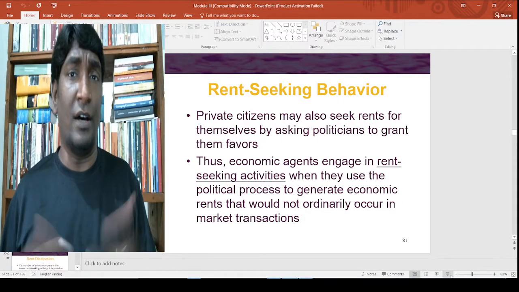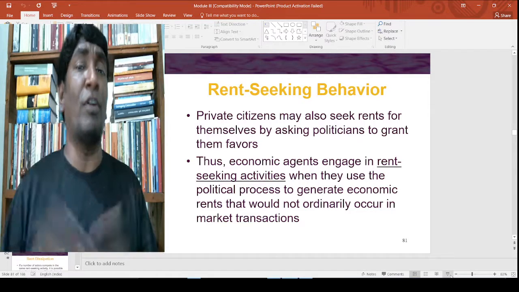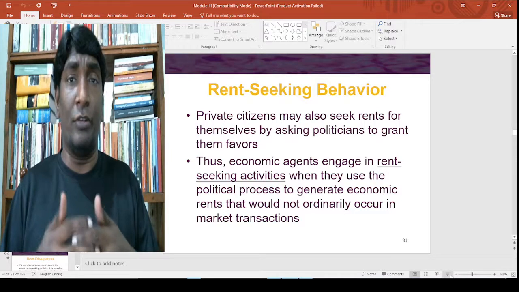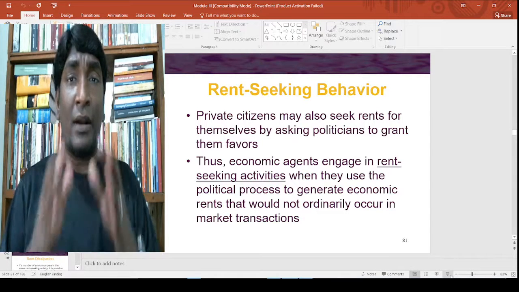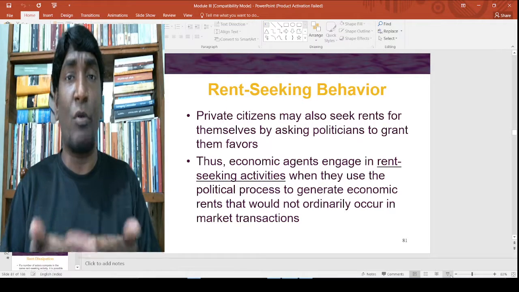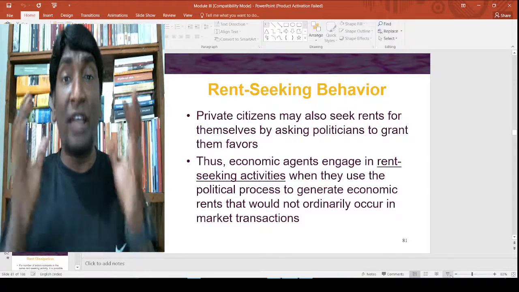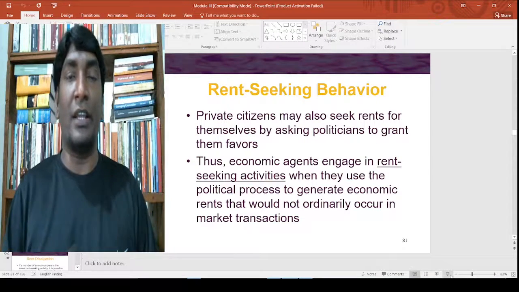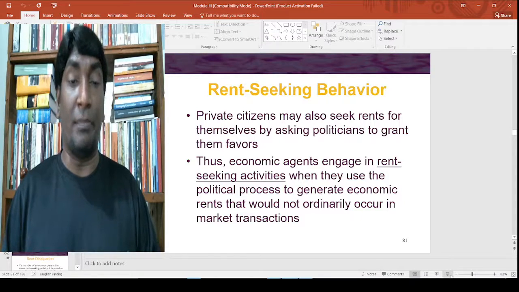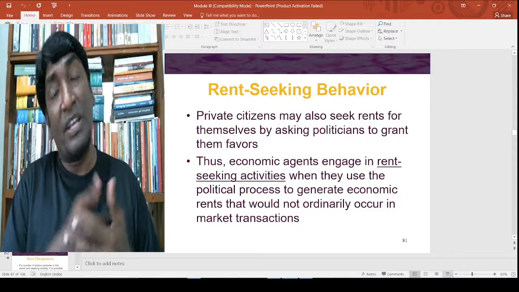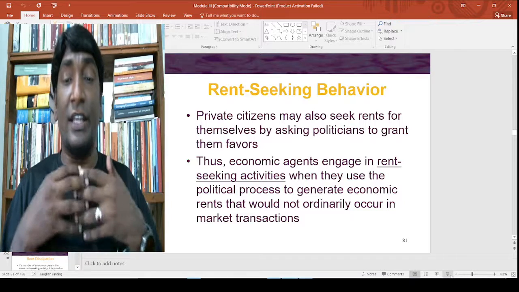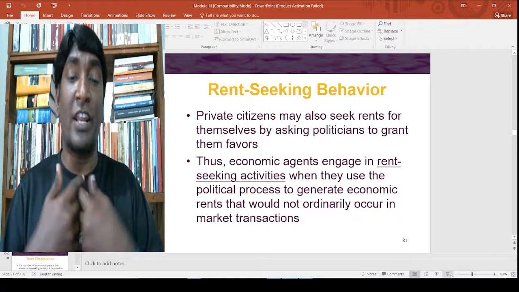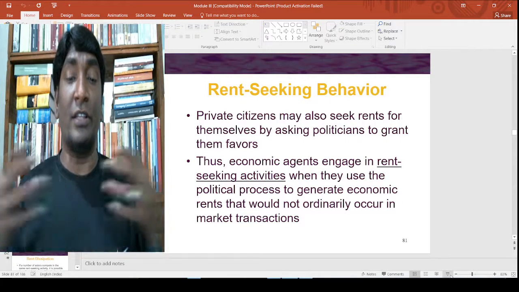In that sense, in my view, even if you keep aside this policy of building the K-Rail, for or against, the discussion is going in the right direction, and through that you can actually bring down the rent seeking behavior of the political party, or of whoever is in power. So this is a very classic way of understanding. Thus, economic agents engage in rent seeking activity when they use the political process to generate economic rents that would not ordinarily occur in market transactions.